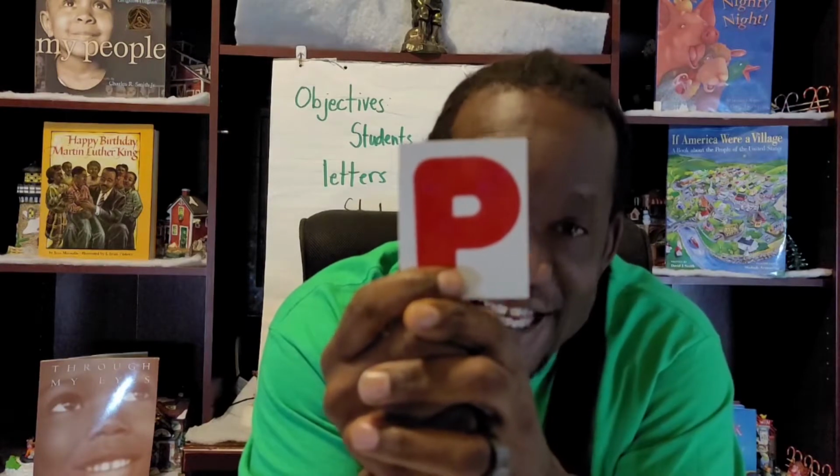And what letter is this? P. And what sound does P make? The P sound. Give me a word that starts with P. Polygon. Polygon. Yeah, that's a big word. Everybody say polygon. Yes, that's a term you use in math, but polygon.